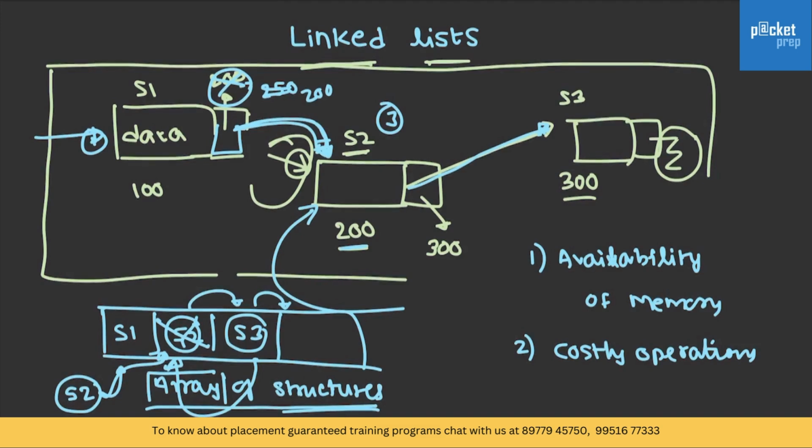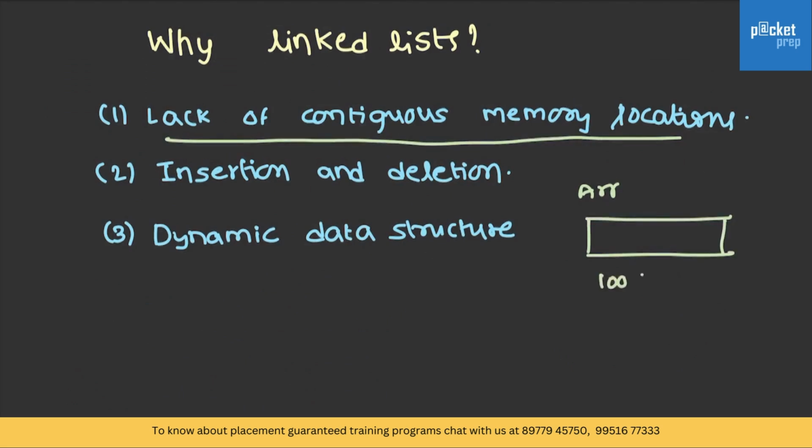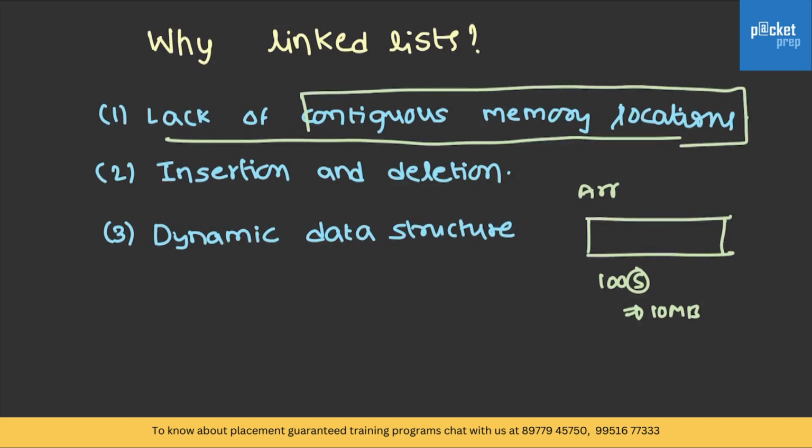That is why we try to use linked lists. Let's have a quick recap. Why are we using linked lists? First one being lack of contiguous memory locations. For example, if you take an array and you want to store the details of 100 students, and one student, let's say, is taking 10 MB, we know that an array needs contiguous memory locations. It is difficult to find a size of 1 GB continuously. In that case, a linked list can come to our rescue.